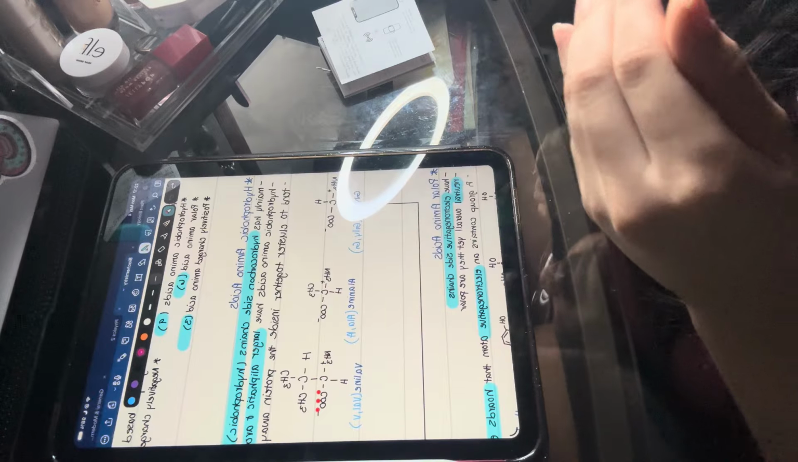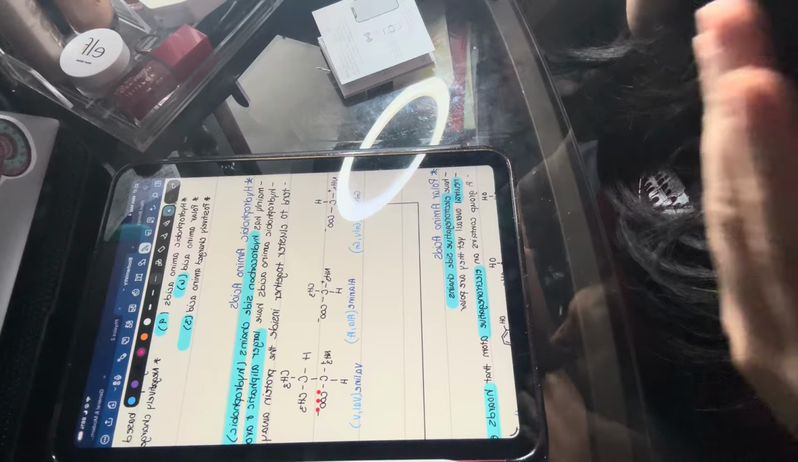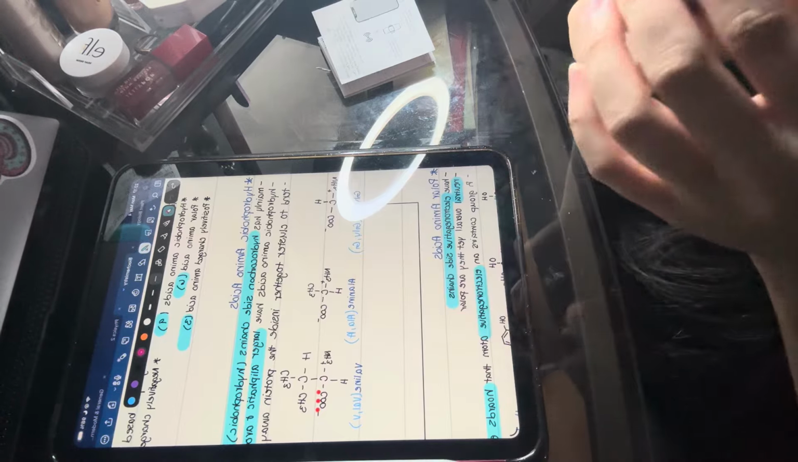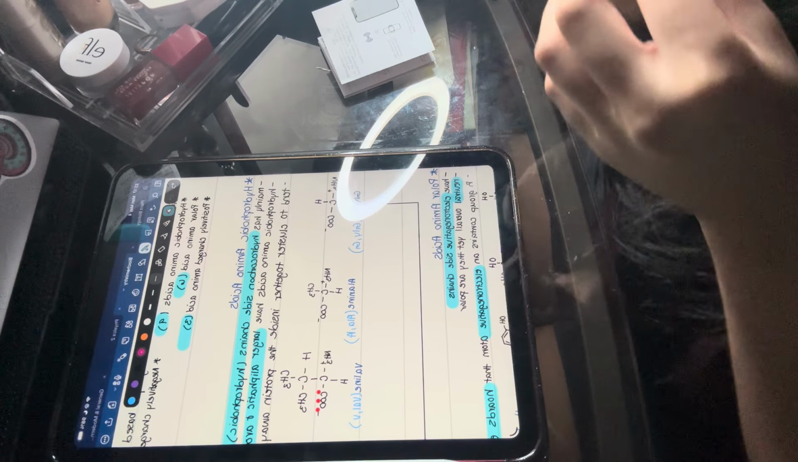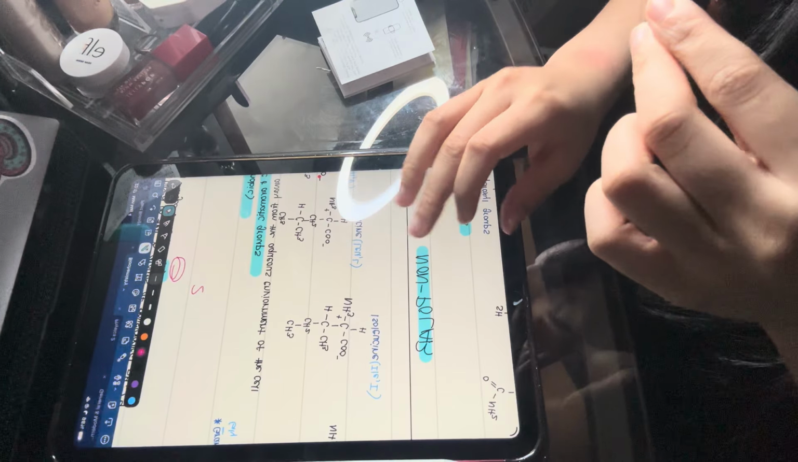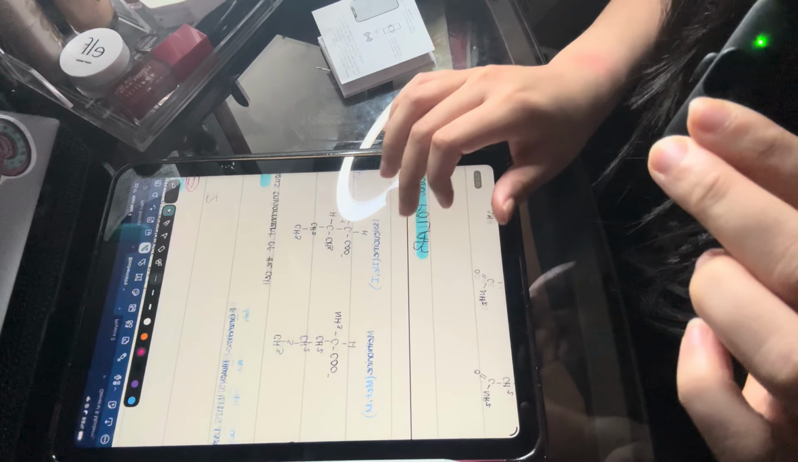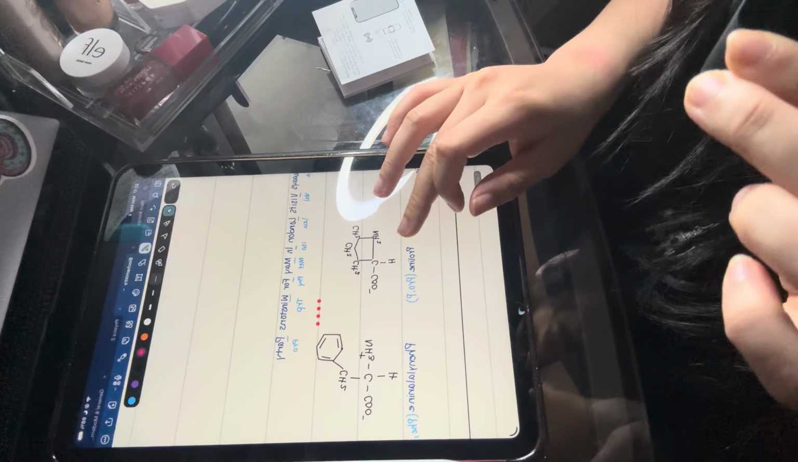Some of them are easy, and they do follow that first letter, and some of them are not. For example, glycine is a G, alanine is an A, valine is a V, leucine is an L, isoleucine is an I, methionine is an M, proline is a P.